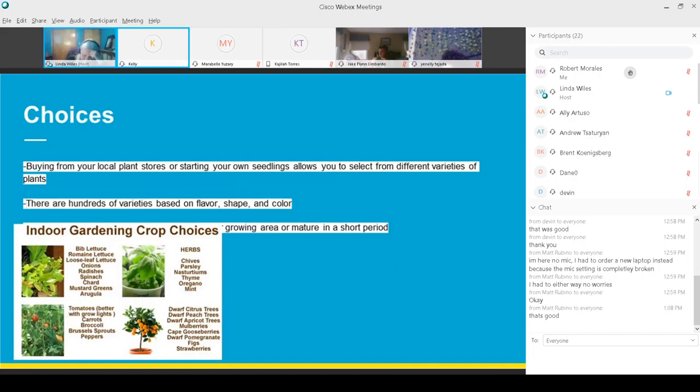So buying from your local plant stores or starting your own seedlings allows you to select from different varieties of plants. And that picture is blocking what it says, but there are 100 varieties based on flavor, shape, and color. And the photo shows options of what you could grow. I'm sure there's more, but those are the main choices.